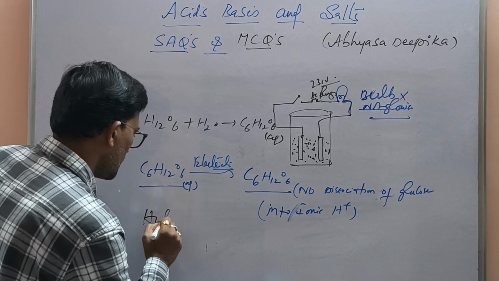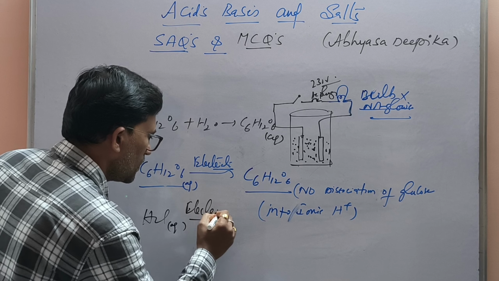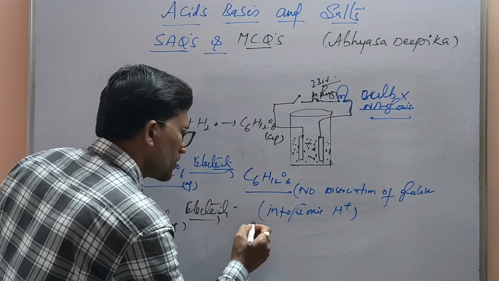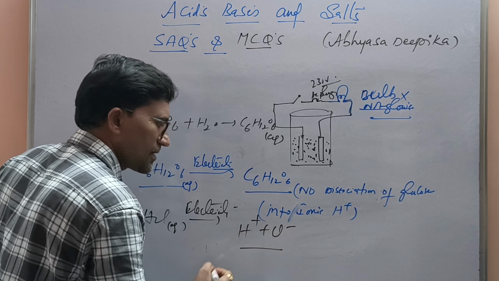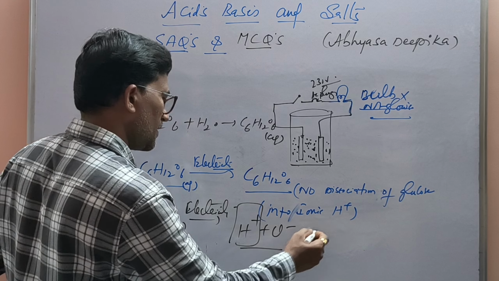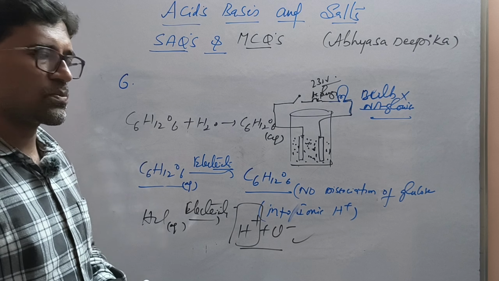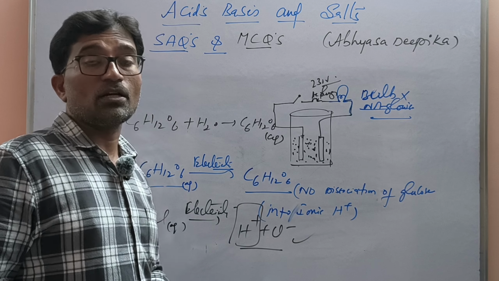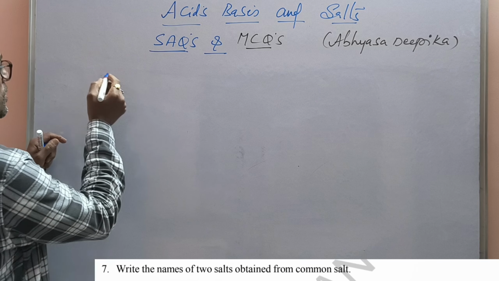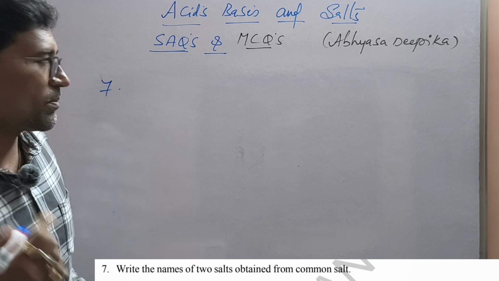Sir, if you take HCl in aqueous form and pass electricity, in that case the bulb will glow. Why? Because HCl is going to split into H+ and Cl- ions. So H+ ions are produced, hence the bulb will glow. But in case of glucose, it will not glow because it is not dissociated into its corresponding ions, so H+ ions are not produced. Remember that.